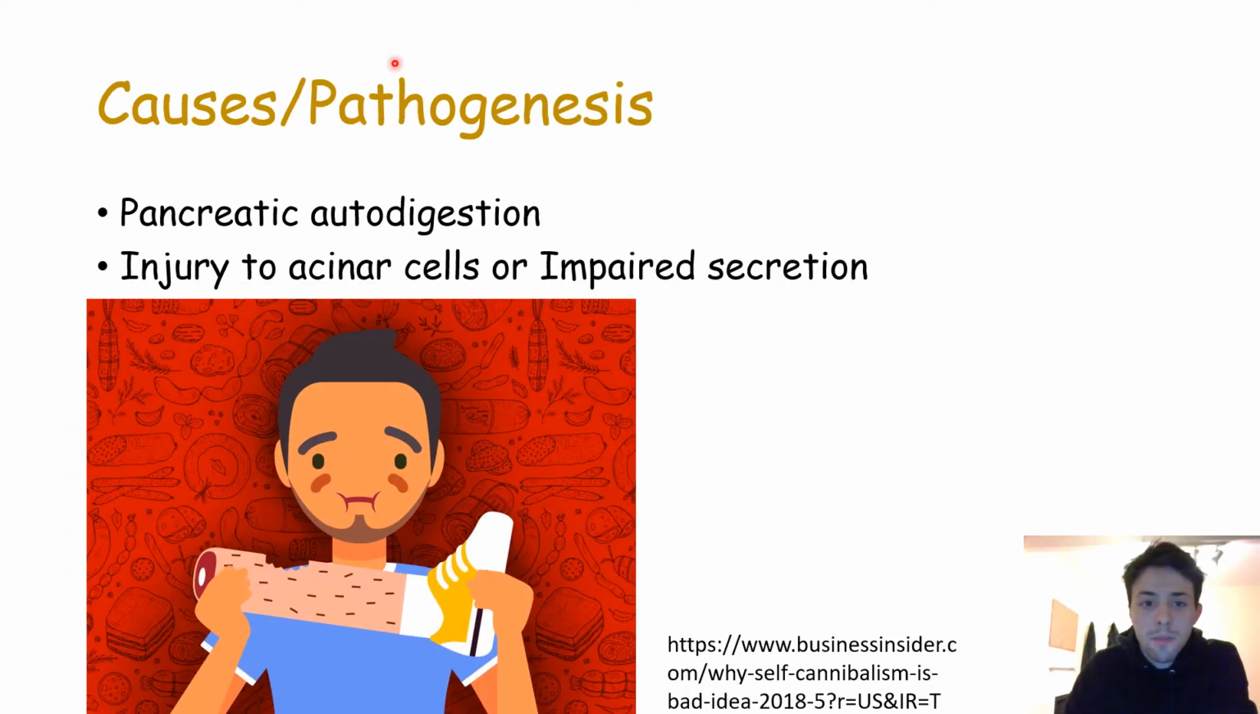So when it comes to the causes and pathogenesis, the pathogenesis itself, as already mentioned, is autodigestion of the pancreas. So when the pancreatic enzymes digest the pancreas. Very, very important, and that's why I'm mentioning it again. And because trypsin can activate other proteases, it's very easy to see how this can be a very destructive process, and how once it starts, it can be very, very dangerous. There's also injury to acinar cells, and there can be impaired secretion from the pancreas. I put this image so that you remember autodigestion of the pancreas by the pancreatic enzymes.